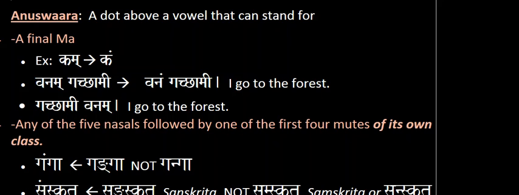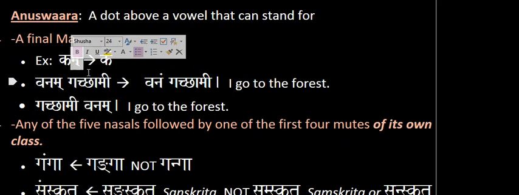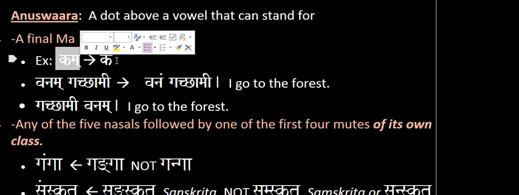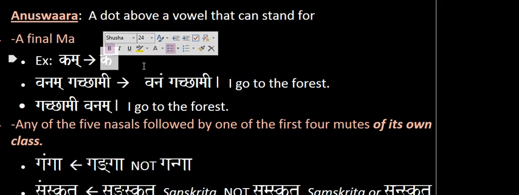So, the first way, a dot above a vowel can stand for a final ma. The example here is gum, and then instead of putting this final ma with the halant, we can remove that and replace it with a dot on the top. And that dot is the anuswar. So this over here that I'm highlighting says gum, and this also says gum.